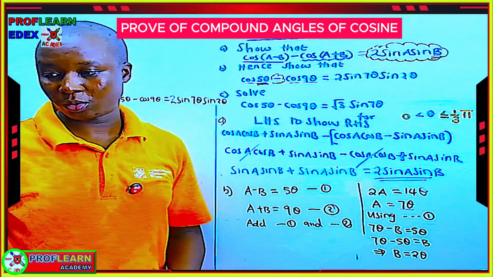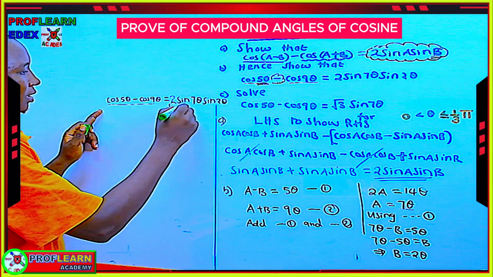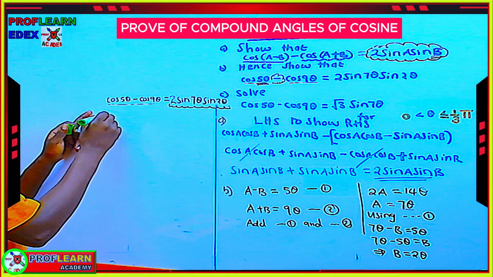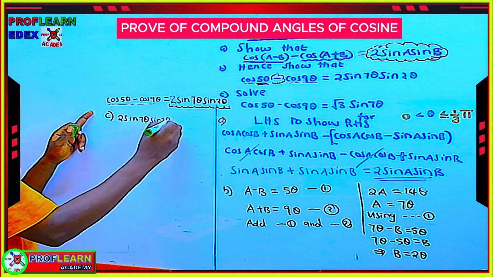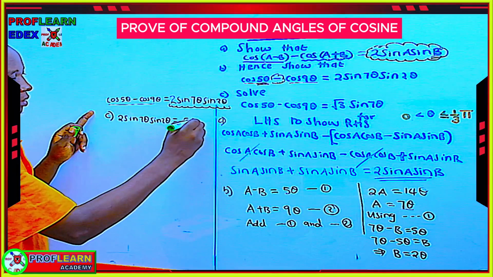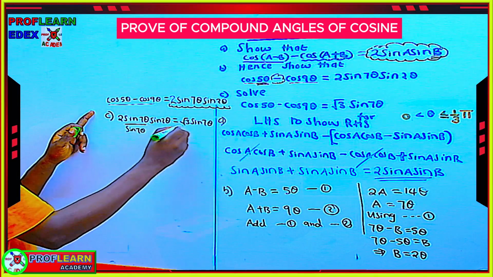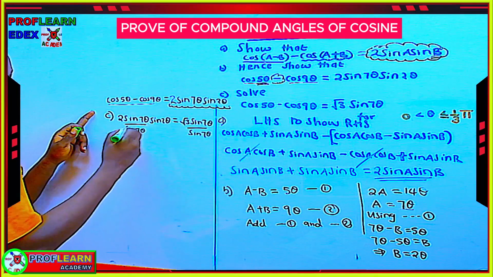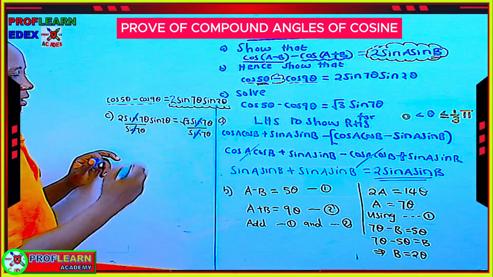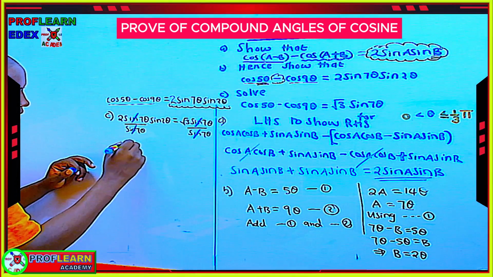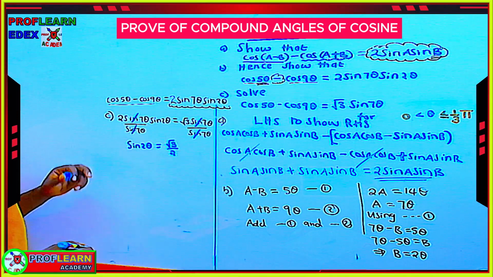So basically that's what you are going to do when you are solving questions like that, and this part can be replaced with this part that we have here. So for part C, we are going to say 2 sine 7 theta sine 2 theta is equal to root 3 sine 7 theta. So we divide by sine 7 theta on both sides, and we realize that this and this will cancel out. So we shall remain with sine 2 theta is equal to root 3 over 2 in this case.